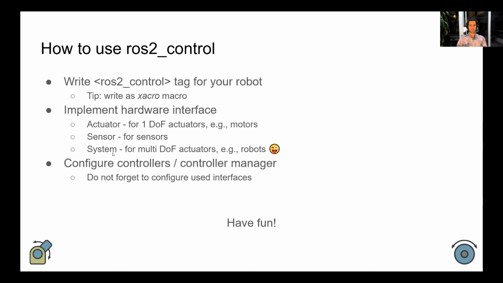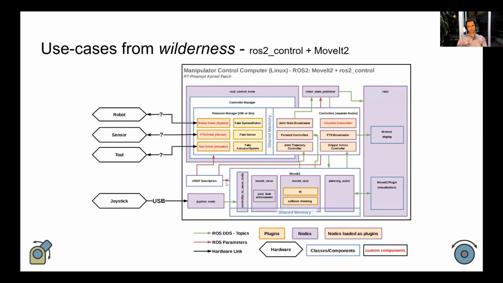So actually the robots are described as a system. We went with the name system because it doesn't have to be a robot in that sense. It can be any multi-degree of freedom thing. It can be your 3D printer, basically, if you like. Then, of course, you have to configure controller and controller manager, and this is everything through YAML file. And that's it. The most important thing there is to configure interfaces, so hardware and controller side are matching together.